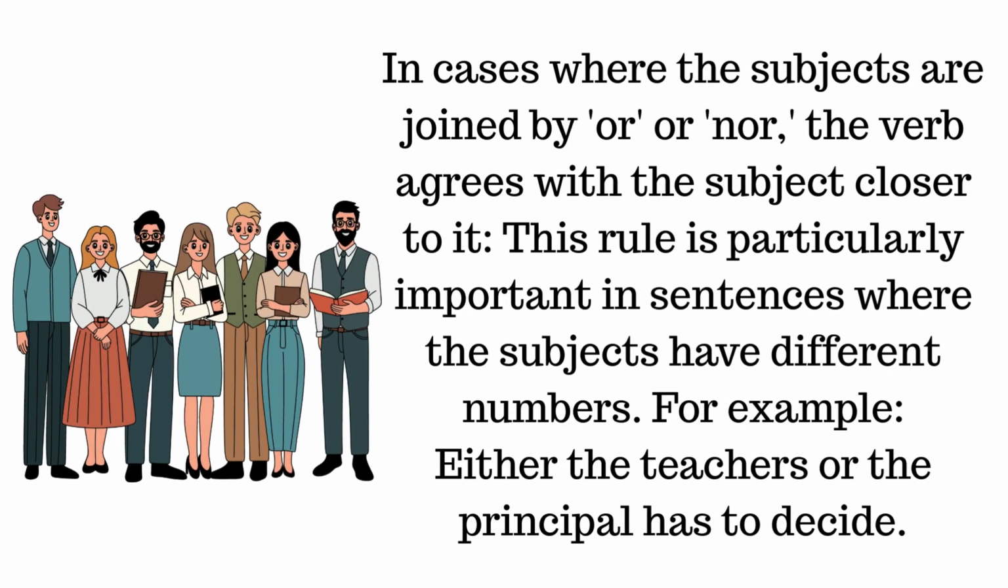In cases where the subjects are joined by or or nor, the verb agrees with the subject closer to it. This rule is particularly important in sentences where the subjects have different numbers. For example, either the teachers or the principal has to decide.